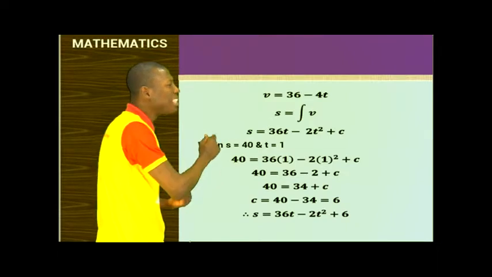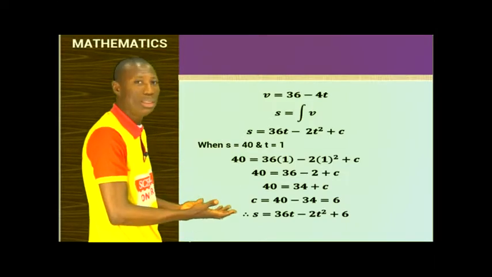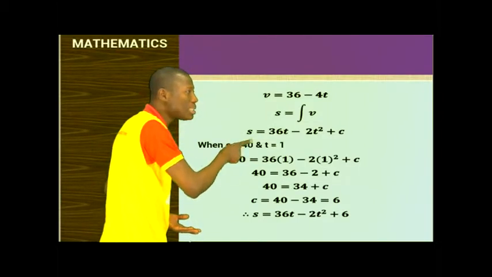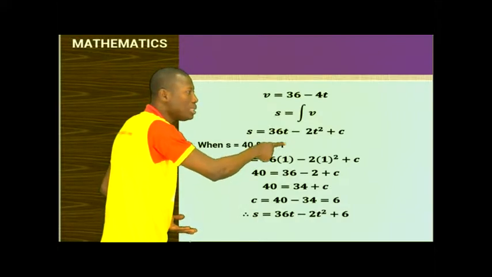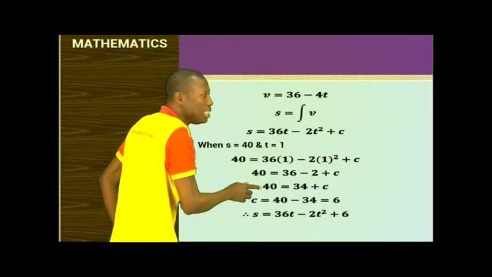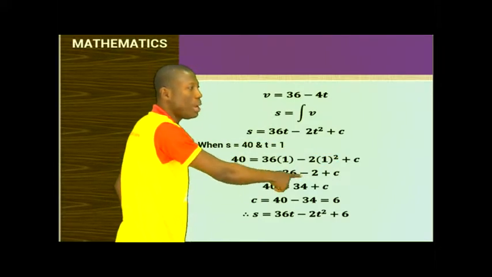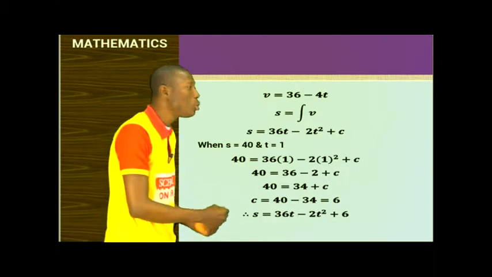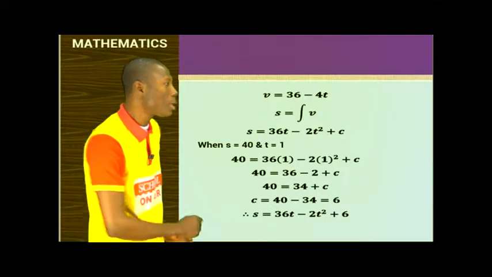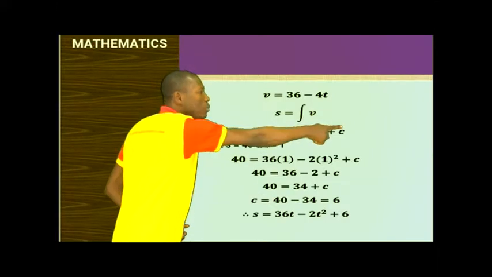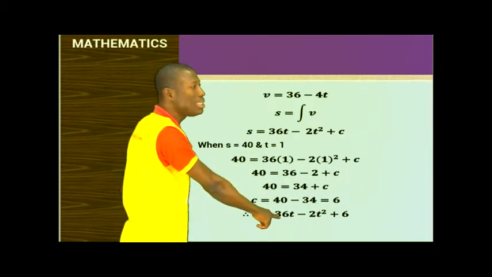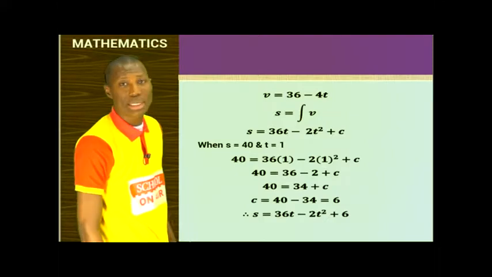Now the question says that s is equal to 40 when t is equal to 1. So I replace this s, I put 40 there, and t is equal to 1, I remove this t, I put 1 there. So I have 36 times 1 minus 2 times 1 squared plus c. Then I get this equation, 40 is equal to 36 minus 2 plus c. So 40 is equal to 34 plus c. At the end, c is equal to 40 minus 34, which is equal to 6. Now, I remove this c and I put 6 there, so I have this as my final answer. So the displacement is equal to 36t minus 2t squared plus 6.